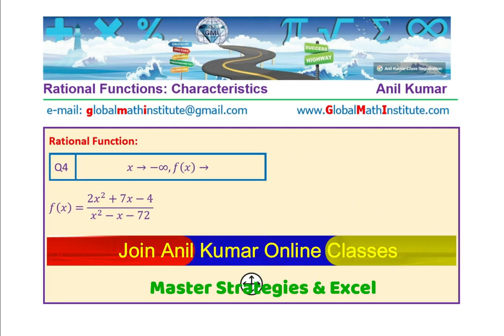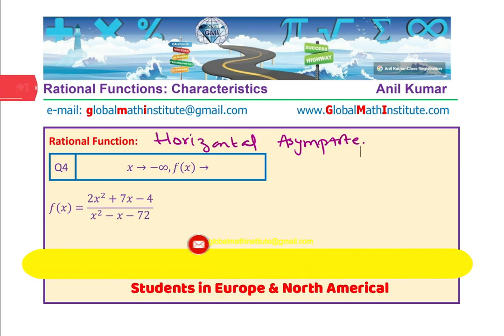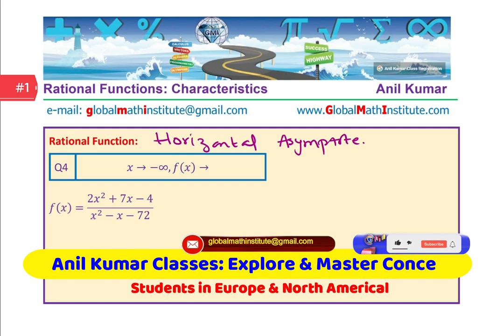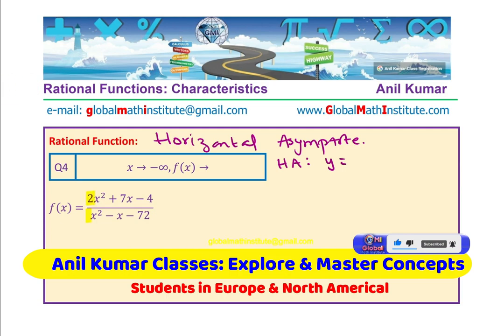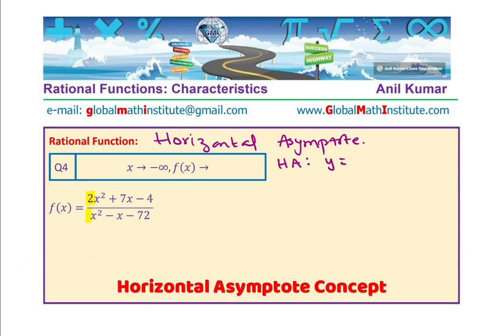Let's look into its solution. When x approaches minus infinity, and if f of x approaches a value, we say it is a horizontal asymptote. Those who are experienced doing these kinds of questions, they can always say that the horizontal asymptote exists and the equation is y equals to the ratio of the leading coefficients. In this case, it is going to be y equals to 2.